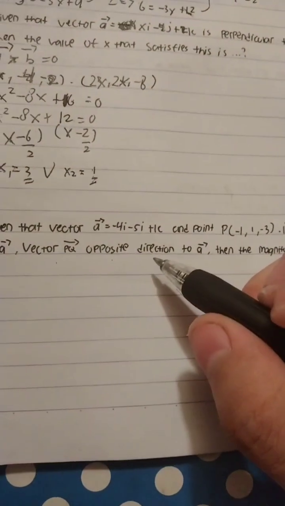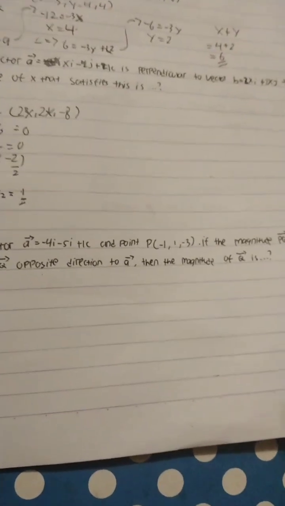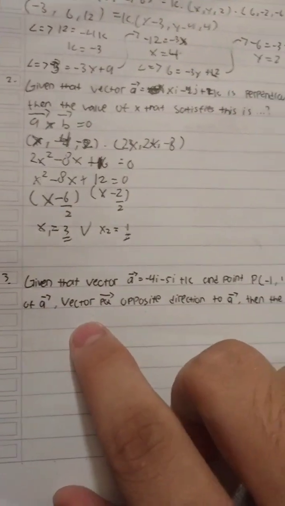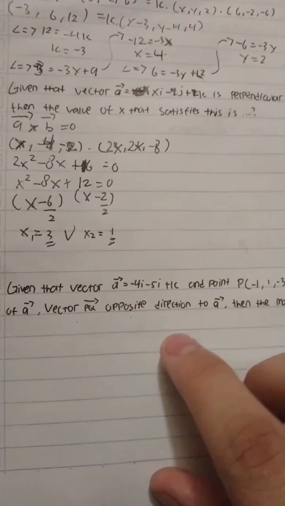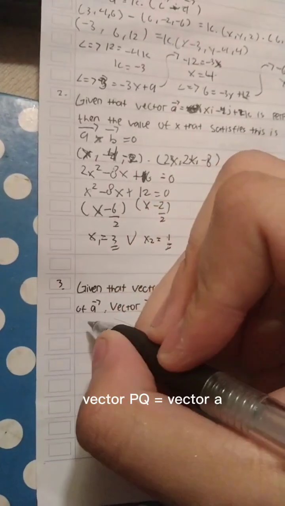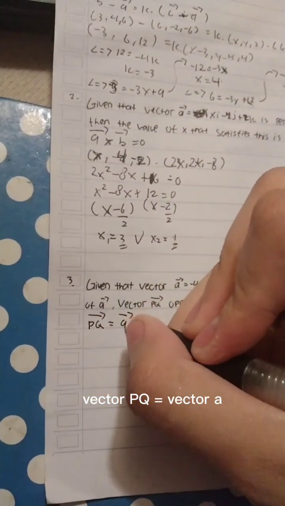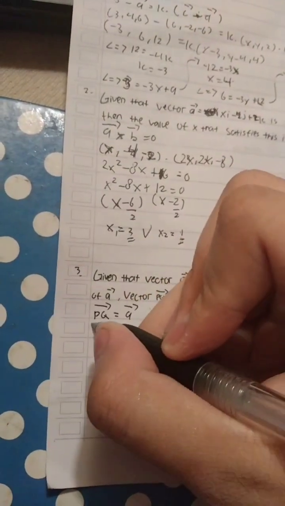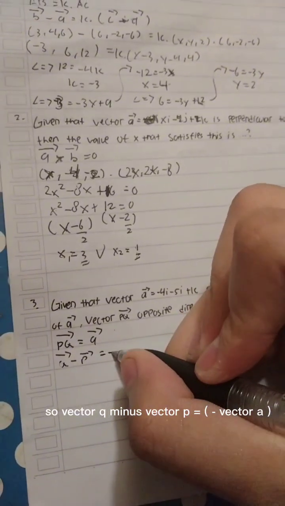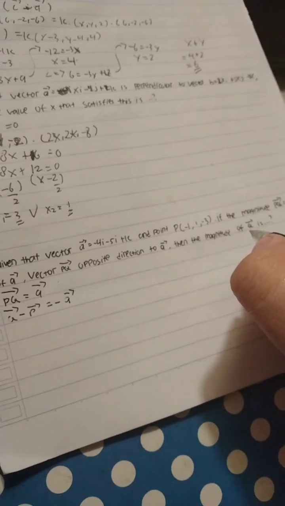Given the vector a, minus 4i minus 5j plus k, and point P equals minus 1, 1, minus 3, with the magnitude PQ, where the magnitude is vector a, when the vector PQ is opposite direction to vector a, then the magnitude of vector Q is. PQ first equals vector a, and then it says the opposite. For this one, change this, so Q minus P opposite, it means minus. And it asks us to get what is Q.